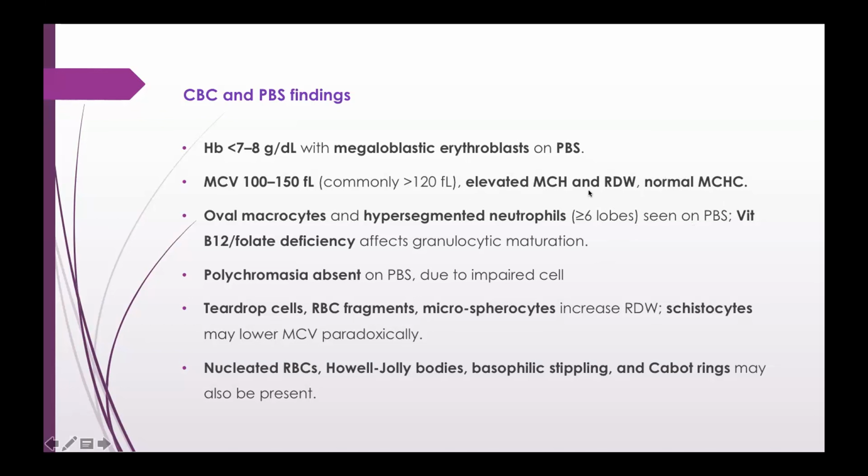So RDW is also high, which indicates that you have what you call bimodal or bimorphic RBC. You find two categories of red blood cells. Some of them are big, others are normal sized. So that will increase the RDW ratio.